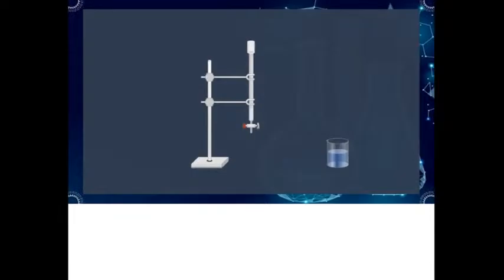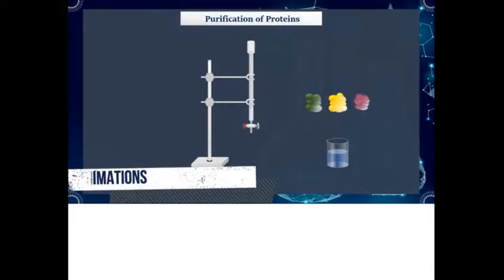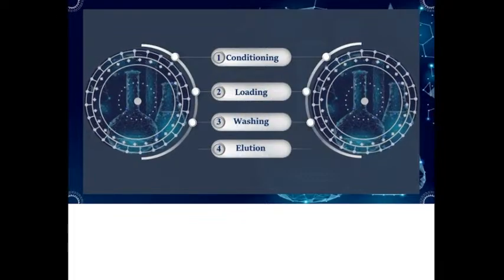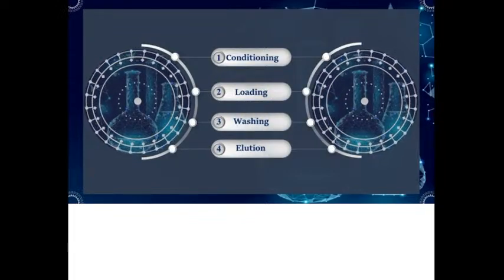Ion exchange chromatography is frequently used for the separation and purification of proteins. The basic process of this chromatography can be represented in 4 steps: conditioning or equilibration of the stationary phase, sample loading, washing, and elution of the retained molecules.